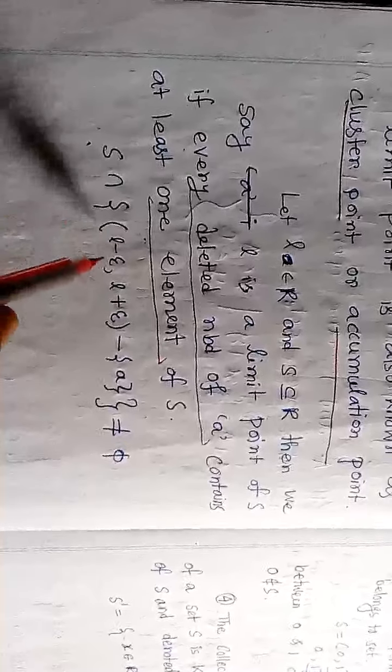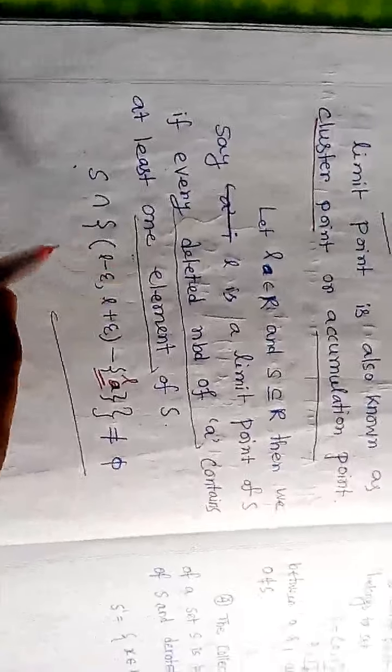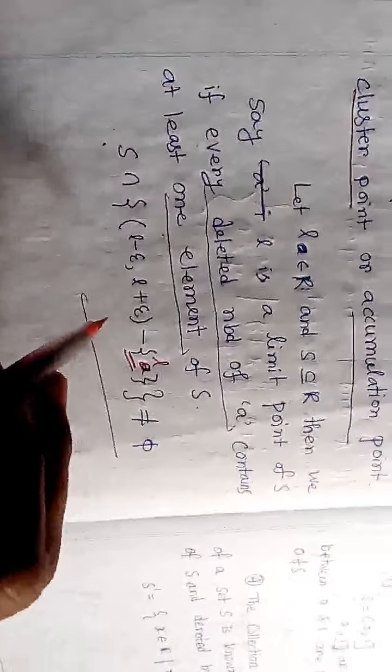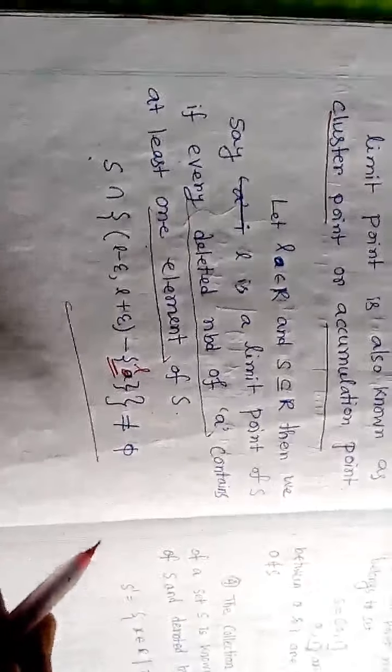That means S intersection with (L minus epsilon, L plus epsilon) excluding L is not equal to phi. This is the alternative definition of the limit point. So S intersection (L minus epsilon, L plus epsilon) minus {L} is not equal to phi. Now we will focus on some results on the limit point.